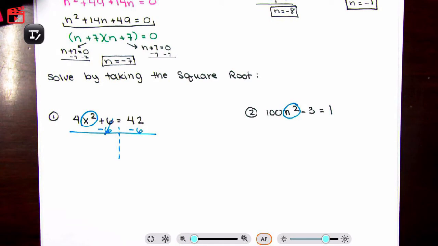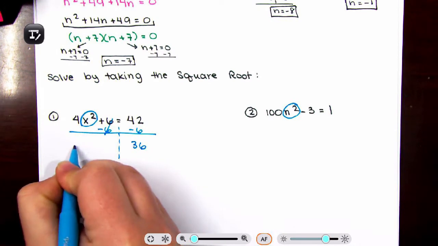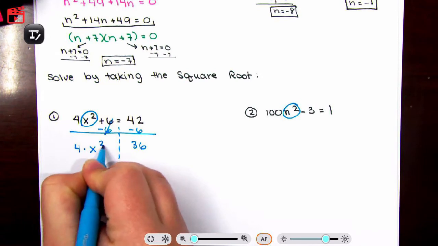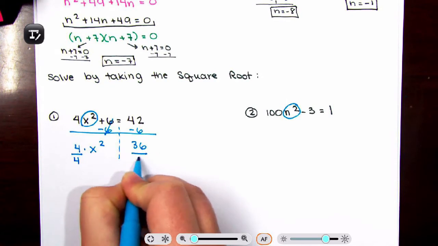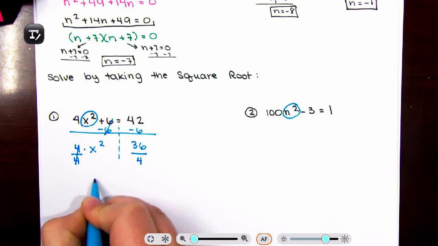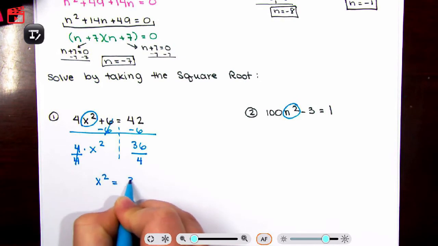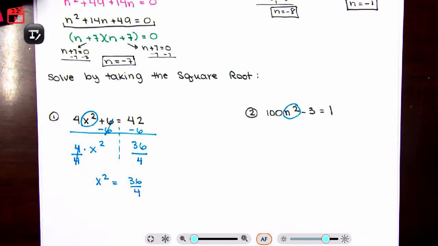42 minus 6 is equal to 36. So I have 4 times x squared here, divided by 4, divided by 4. x squared is equal to 36 divided by 4. Simplify that fraction if you can. So 36 divided by 4 is 9. So I have x squared is equal to 9.